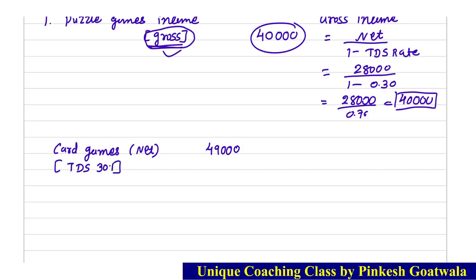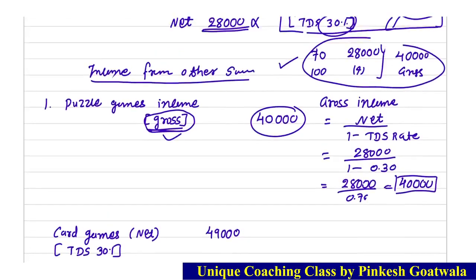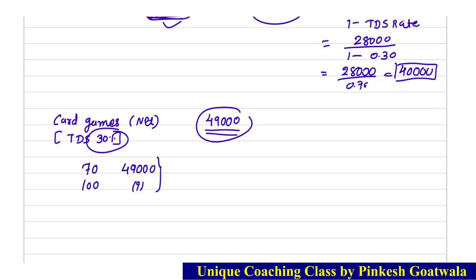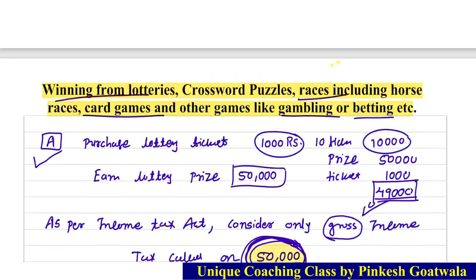So now how to find out? I think this step is very simple compared to the formula. Directly, this 49,000 is after tax, after TDS. TDS rate is 30%, so it is the after-30% amount, that is, the amount of 70%. So 70 is 49, so what will it be in case of 100? You will get 70,000 gross income. Clear? So remember all these rules regarding crossword puzzle, lottery, card games, betting, etc.